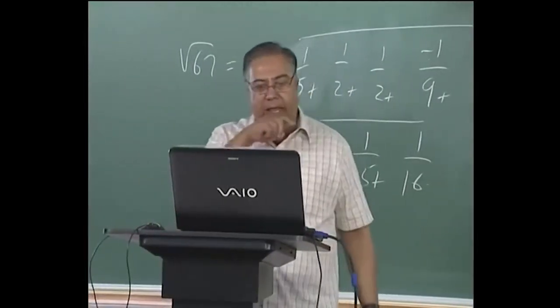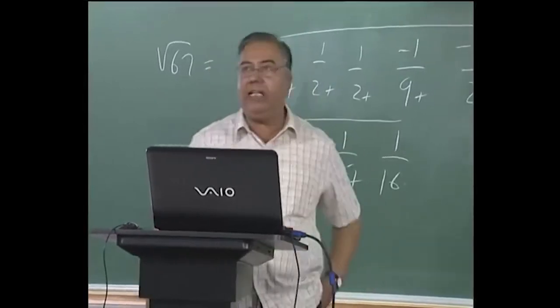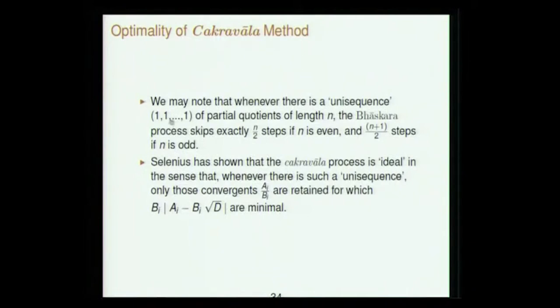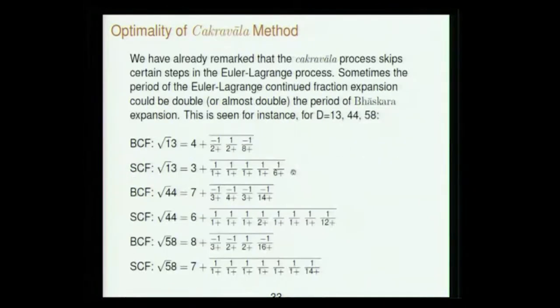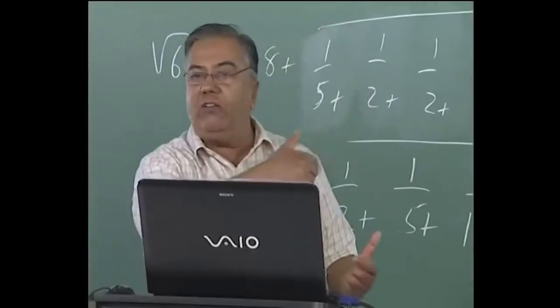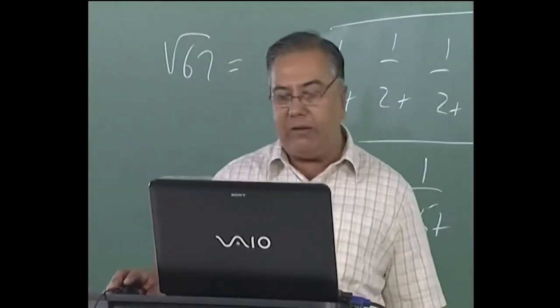Now there is another interesting property discussed by a famous Swedish mathematician, Selenius. Whenever there is a sequence of what are called unit quotients, take the simple continued fraction. You see there is a set of 1, 1, 1, 1 appearing here, right? Whenever such ones appear among the partial quotients, the Chakravala gets rid of them. So these are called unisequences. Here there is a unisequence of length 4. Here there is a unisequence of length 3 followed by a unisequence of length 3. Here there is a unisequence of length 6. Whenever the partial quotients a0, a1, a2 that you are seeing become 1, Chakravala kills that step.